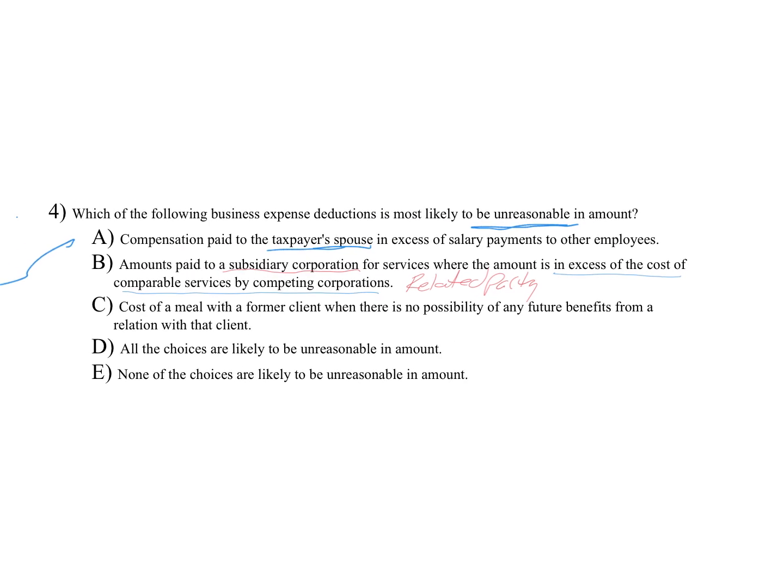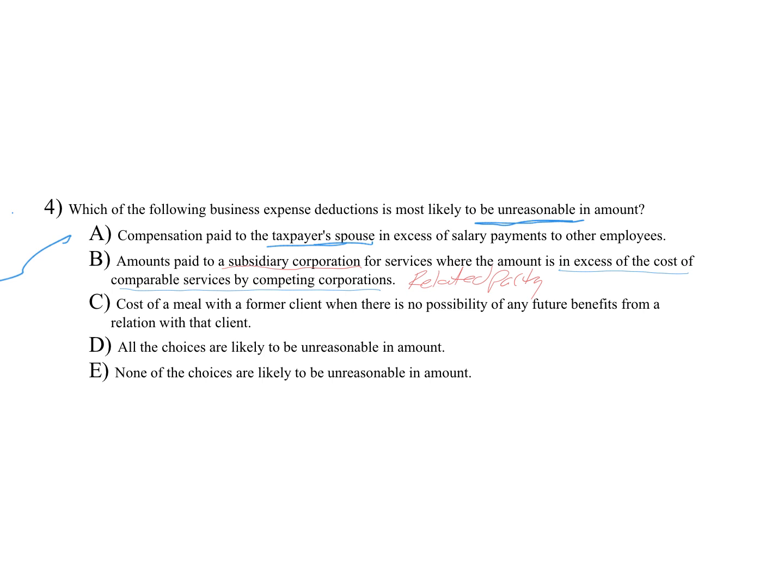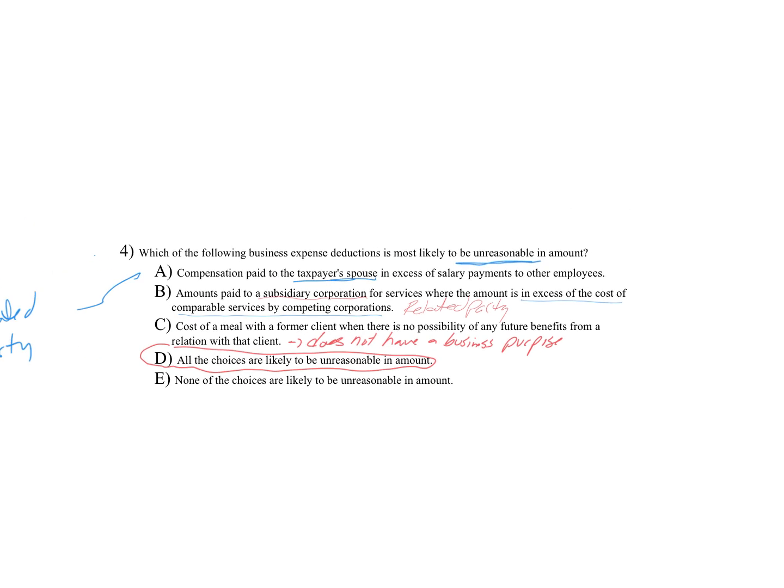Okay. Cost of a meal with a former client where there is no possibility of any future benefits from relations with that client. Okay. So this does not have a business purpose. All right. So if it does not have a business purpose, then it cannot be ordinary and necessary and reasonable in amount. Okay. So in this situation, D is correct. All of these choices are likely to be unreasonable in amount. Okay.